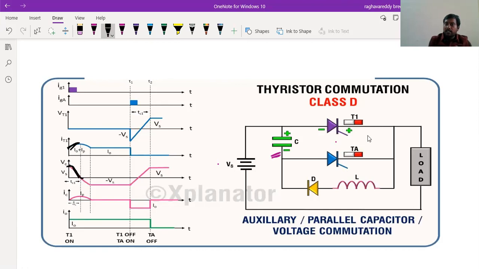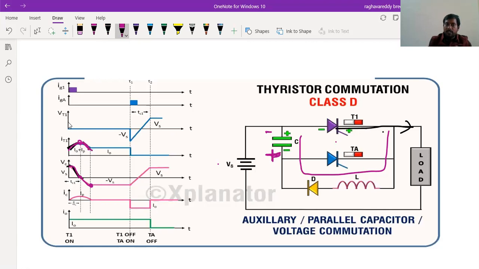And again, this is the load current path, and this is another path through the inductor to the capacitor, and the capacitor charges through the inductor in this direction, with negative and positive terminal. Up to this point the capacitor discharges, and after that the capacitor will be reversely charged through the inductor, so that the current will decrease. Current will decrease because reverse current is there.